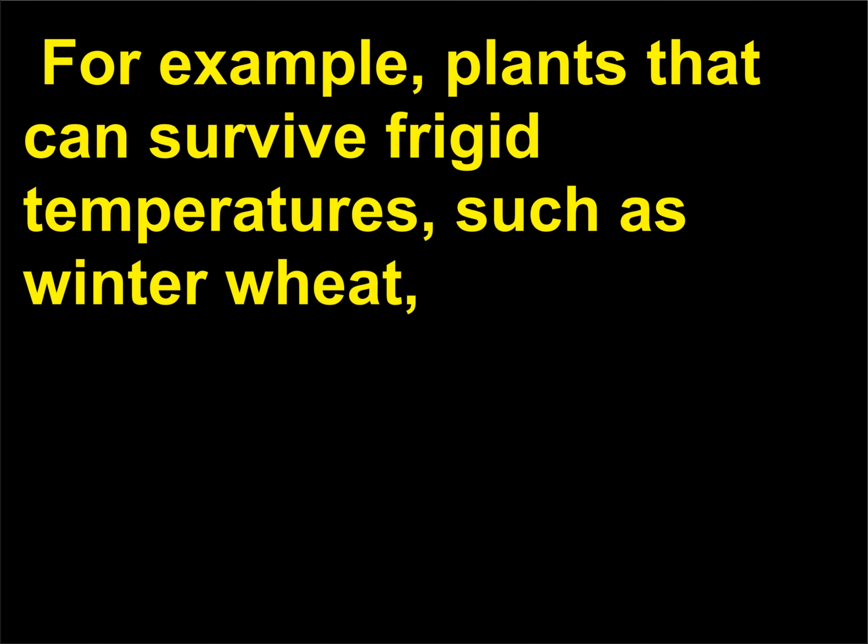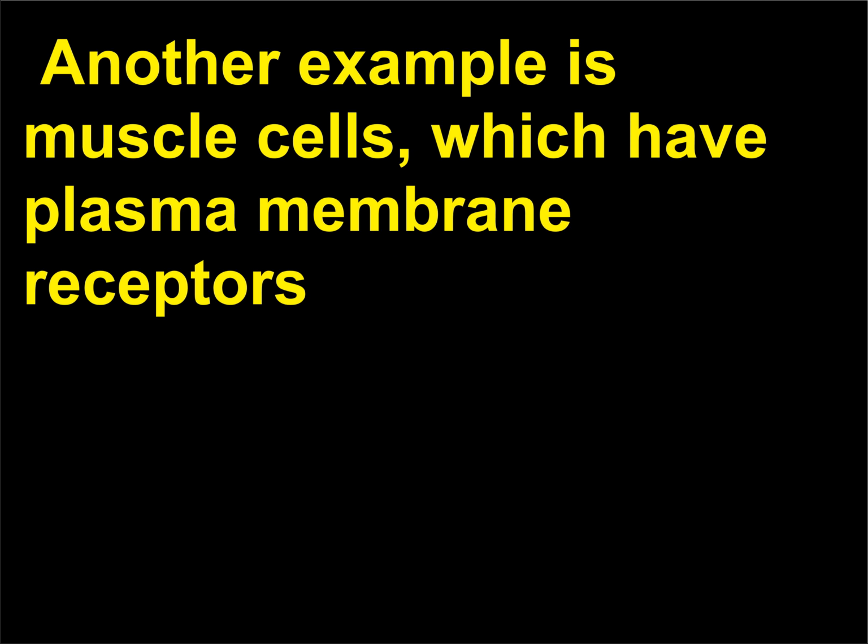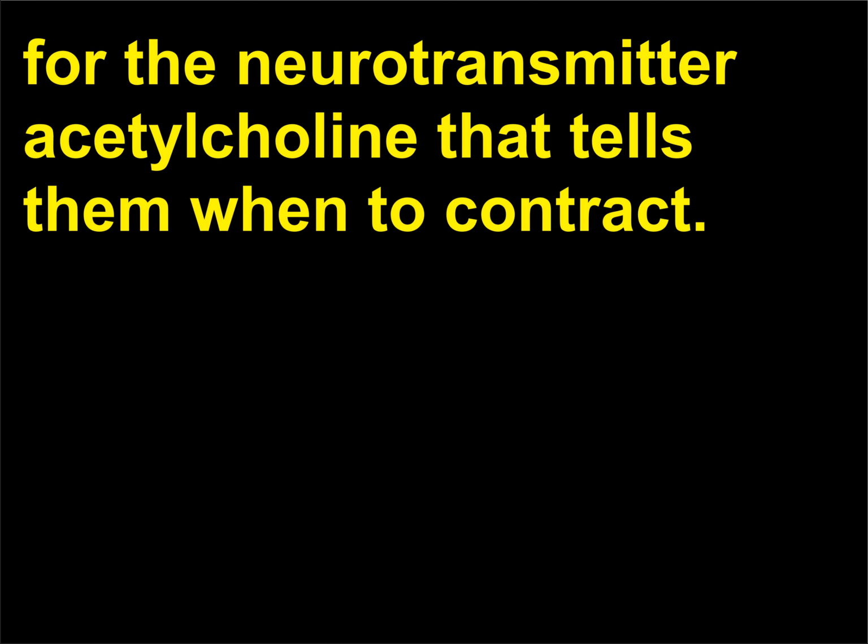For example, plants that can survive frigid temperatures, such as winter wheat, are able to increase their concentration of unsaturated phospholipids during the winter to prevent membrane solidification. Another example is muscle cells, which have plasma membrane receptors for the neurotransmitter acetylcholine that tells them when to contract.